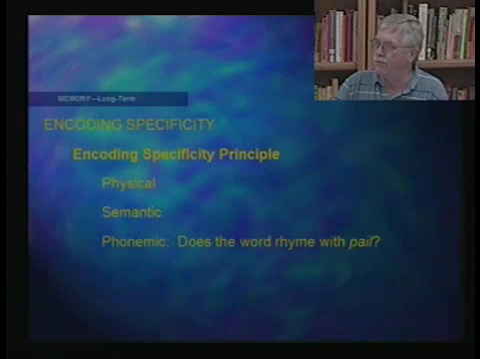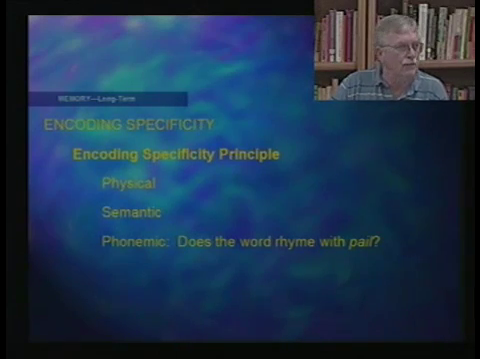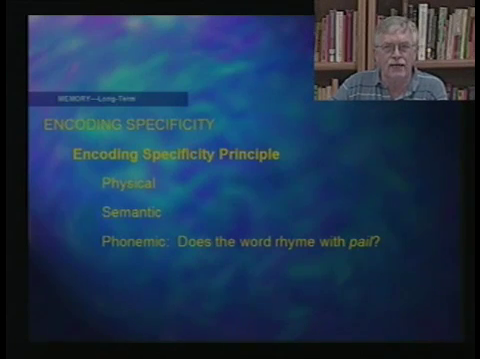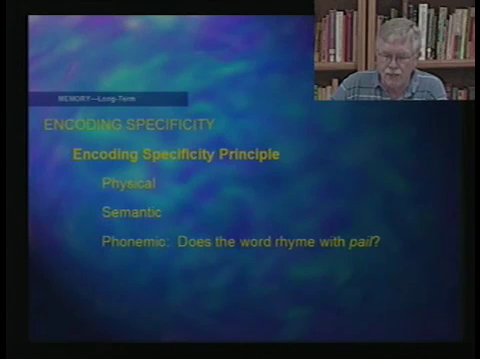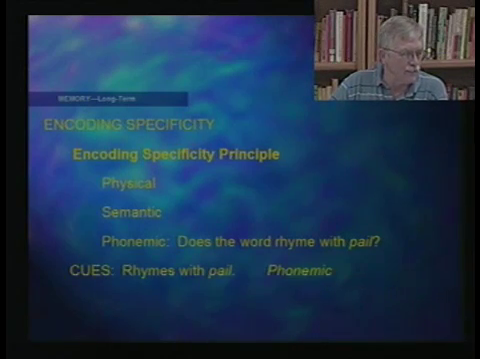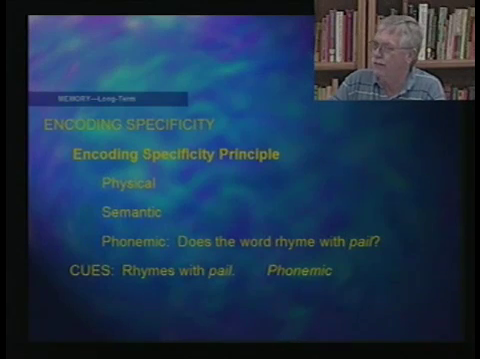Before, I was giving you an example of the power of semantic linkages. Now we're going to do the same kind of thing, but use a phonemic linkage instead. So the cue that you're trying to respond to now is, does the word rhyme with pale? And here we get a different kind of cue, okay? The cue in this case is rhymes with pale. Well, that's an obvious, very direct tie, phonemically, pale.